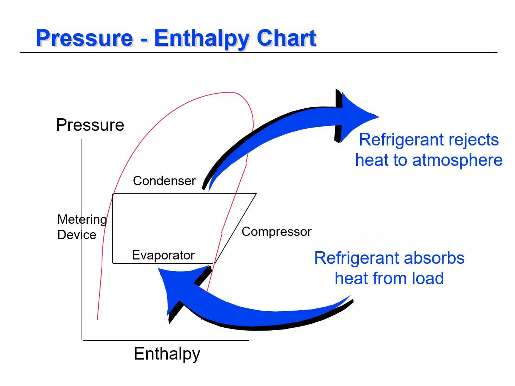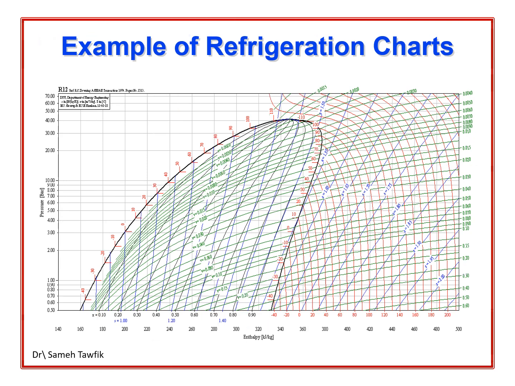Enthalpy chart. Here we see the pressure enthalpy chart. It provides a visual representation of the refrigeration cycle, showing the relationships between different states of the refrigerant throughout the cycle. Refrigeration charts. Refrigeration charts are invaluable tools for engineers. They help in visualizing the thermodynamic properties of the refrigerant and understanding how it behaves under different conditions.